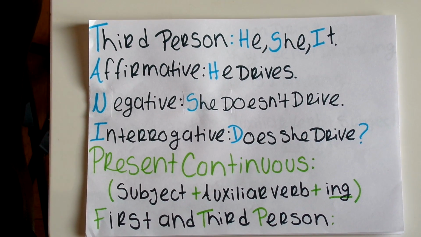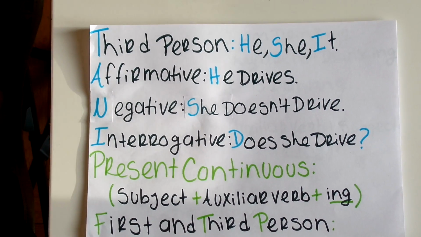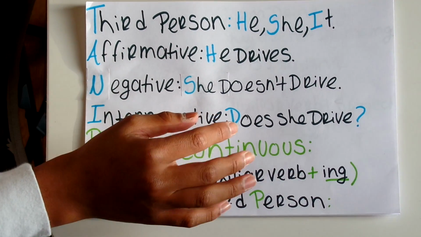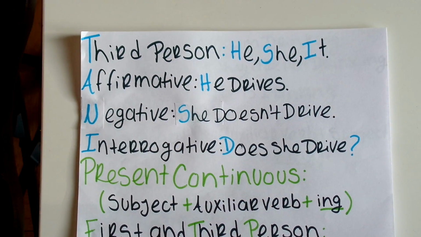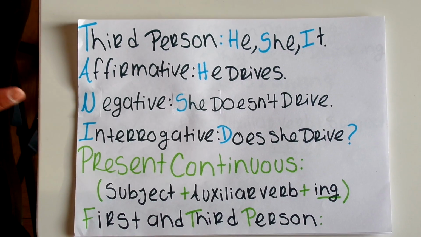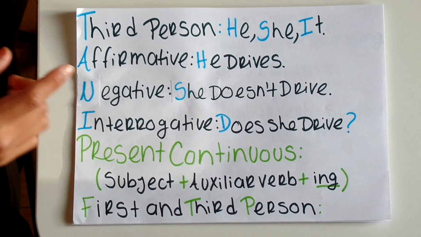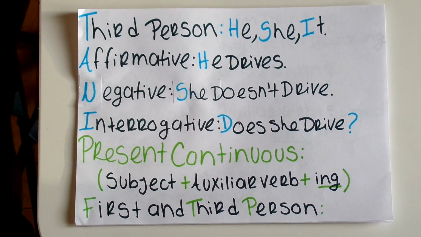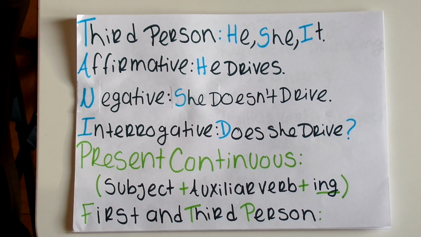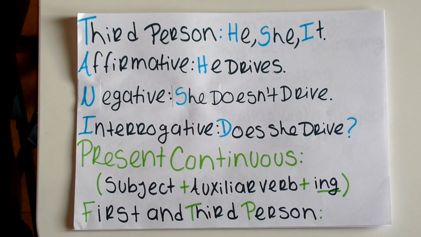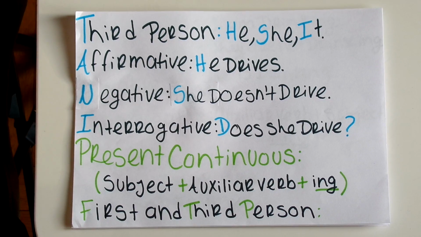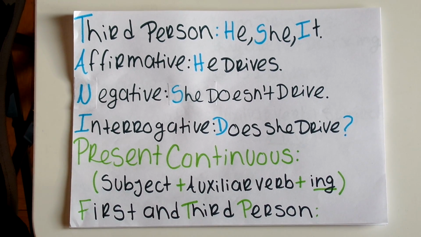Here we can see again a difference in connectors. The main connector is does, but in a negative way is doesn't or does not. Okay, this was the first tense. The second tense will be present continuous.